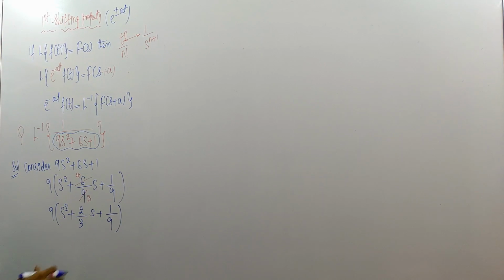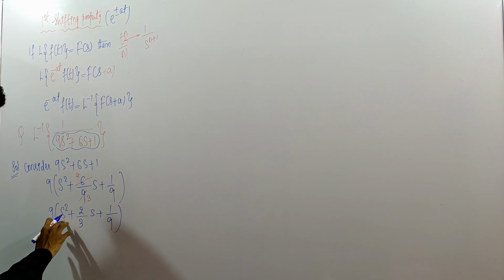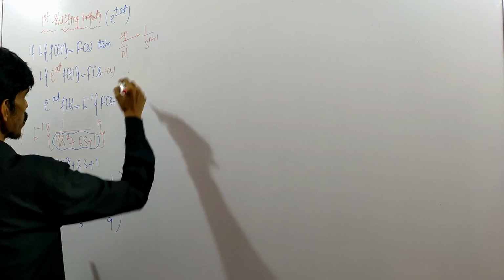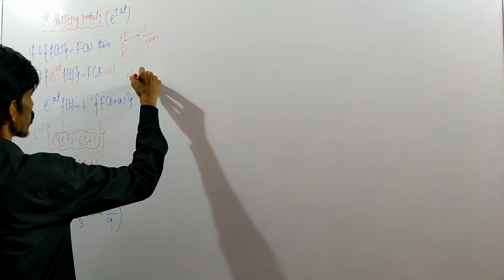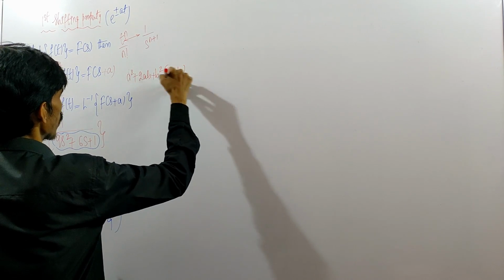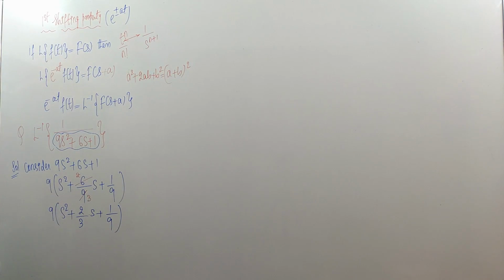Now we will make this into a perfect square. Since we cannot factorize this quadratic equation, it means that we cannot get two factors easily. So we will try to make this a perfect square. That is, a square plus 2ab plus b square can be written as (a plus b) whole square. So here 9 stays as it is, s square. Now here we have 2, so take 2 here.